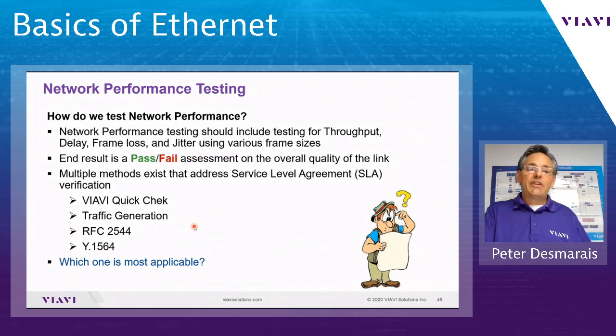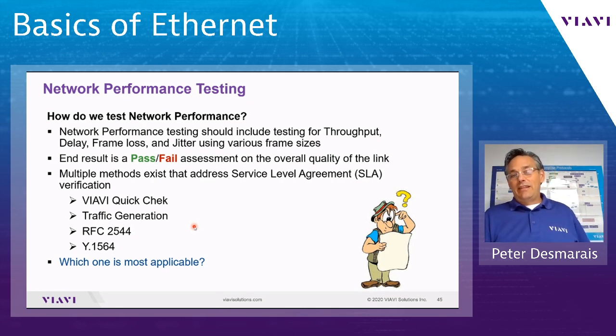The key to that, the end result, is going to be a pass or fail assessment on the overall quality of that link. By entering the information that we want to achieve, that we should be getting, we can say, hey, we either met that criteria or didn't meet it, passed or failed.